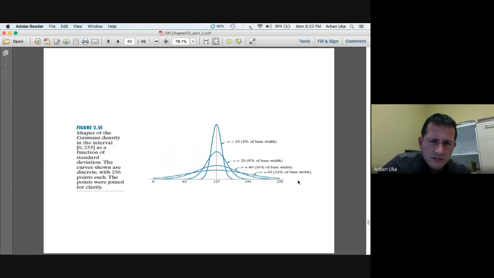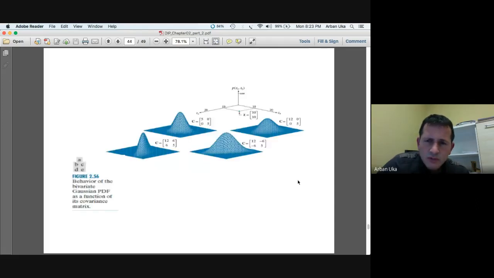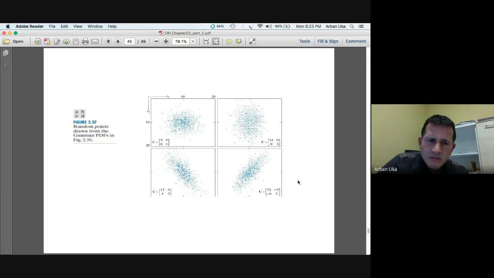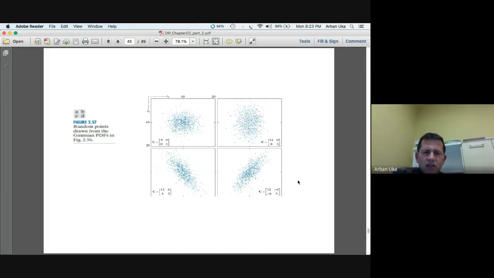Here we see again different types of Gaussian distributions. Here we have a Gaussian distribution in 2 dimensions, which are shown here. This is again a random Gaussian distribution. What we can notice is that we have an equal variance along the x-axis and an equal variance along the y-axis. In the second representation, we have a different distribution along the y-axis and a different distribution along the x-axis. And here we observe another matrix C, which is 12, 6, 6, 5.